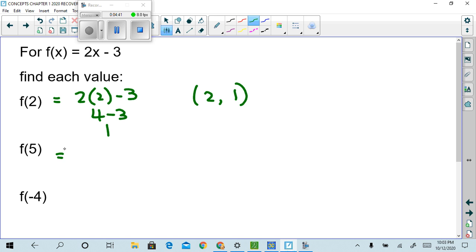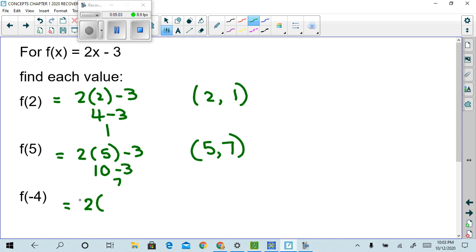My second one says, let's take that same rule and let's find the value when we input 5. That's going to give me 10 minus 3, which is 7. So when you input a value of 5, your output will be 7. One last one. Let's do this time with -4. -4 times 2 is -8. -8 minus 3, add the opposite, will give me -11. When I input -4, my output is -11.